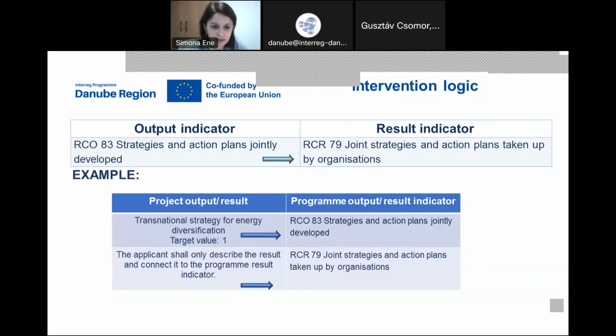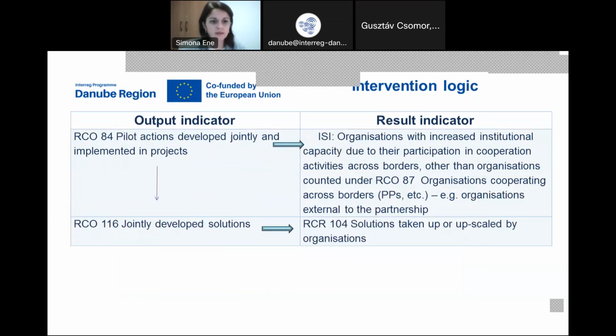What we are expecting here is that the applicant shall only describe the result and connect it to the output indicator. So it shall describe how the project result is contributing to the output indicator of the program, meaning how, for example, the lead applicant plans to implement in practice the strategy, to convince the stakeholders to take it up into their daily work. So here we are expecting an explanation and not a definition of the result, because this is actually defined already.